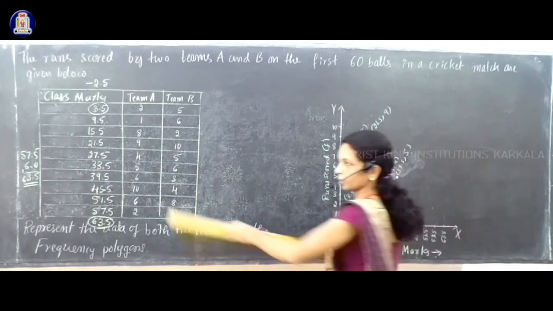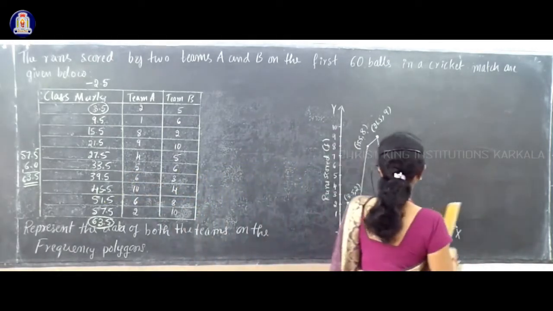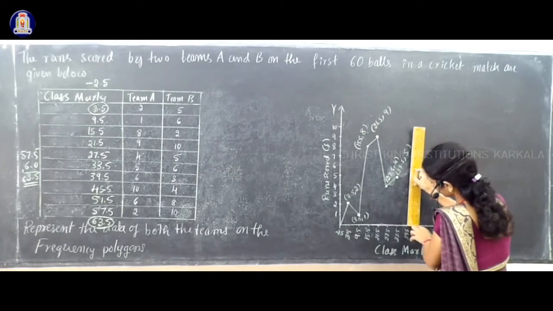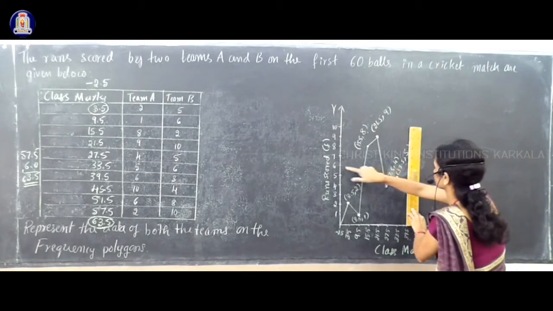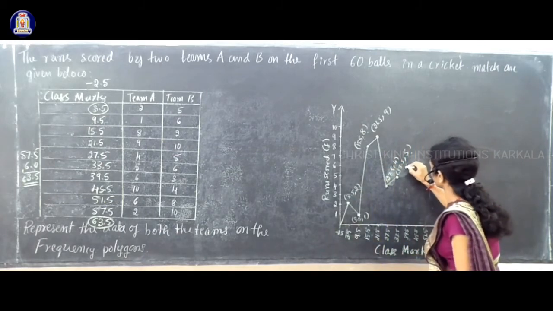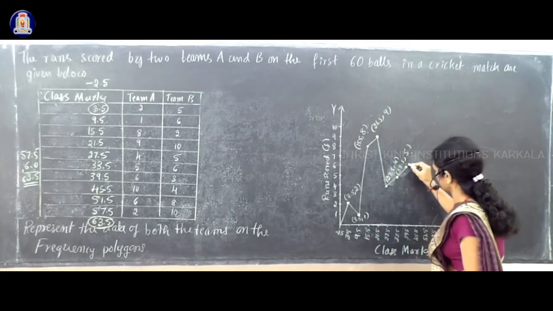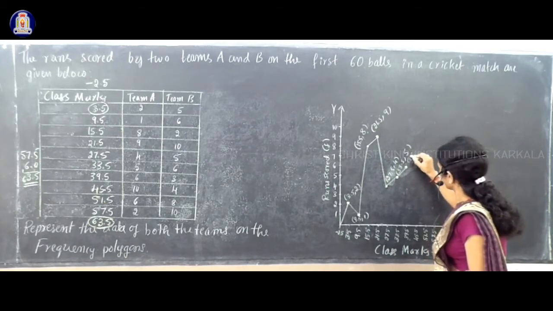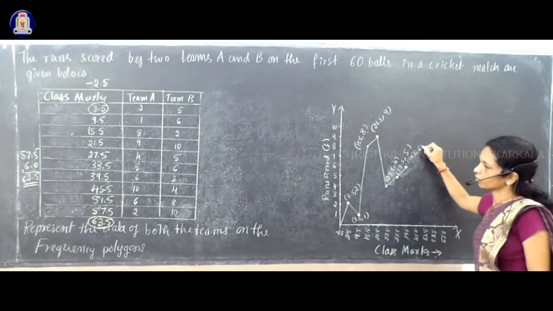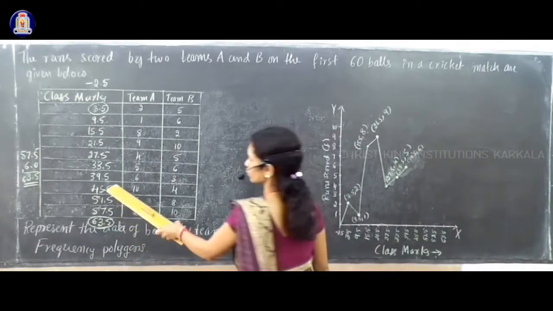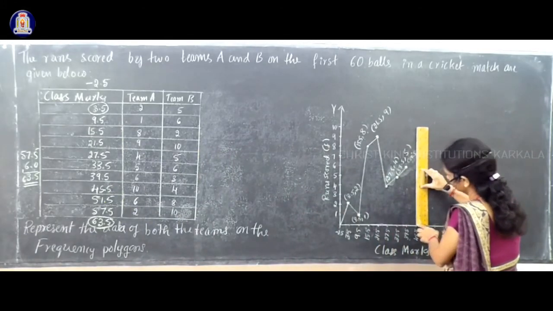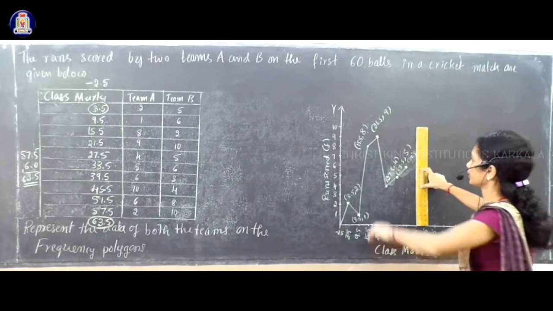Next class mark is 39.5. In that you have to move up to 6. Keep your scale at 39.5 and move up to 6. Here. Highlight that point and join that with the previous point. This point is 39.5, in that we moved up to 6. Next is 45.5. In that you have to move up to 10. This here.